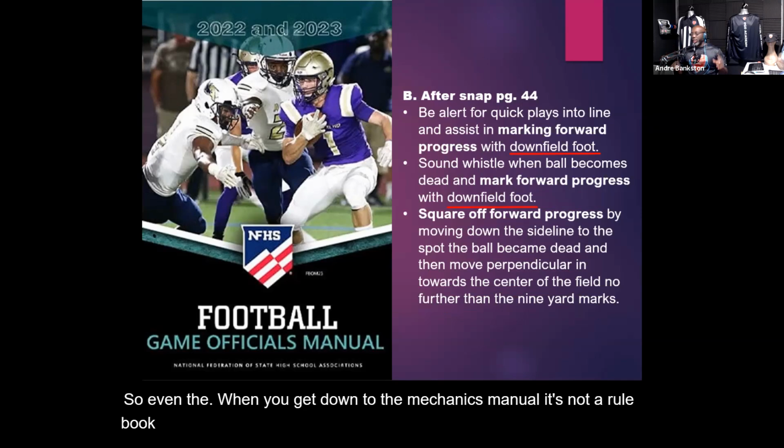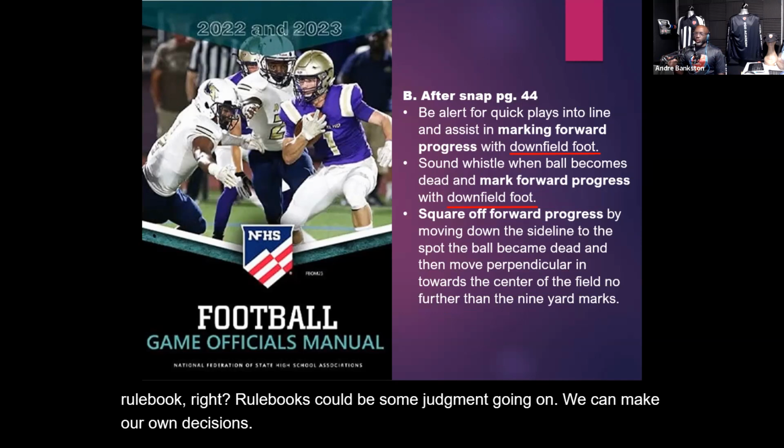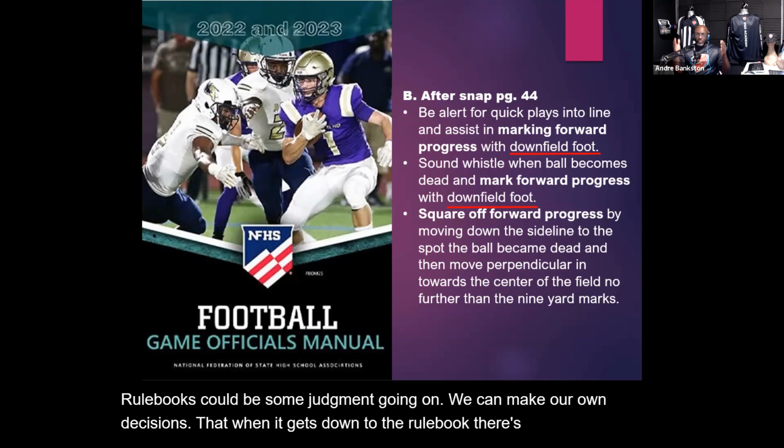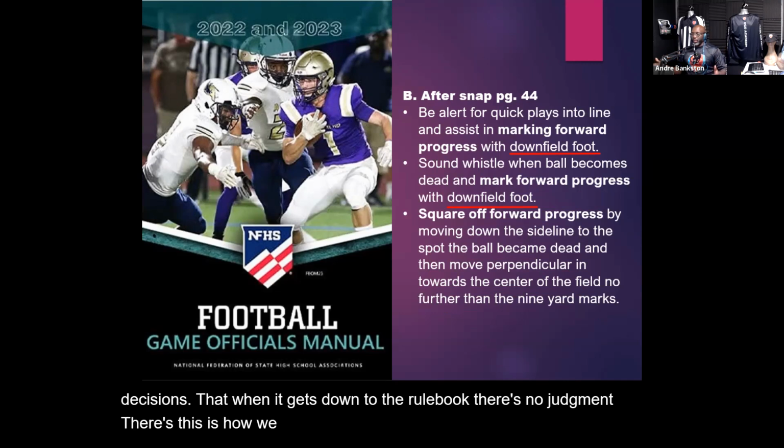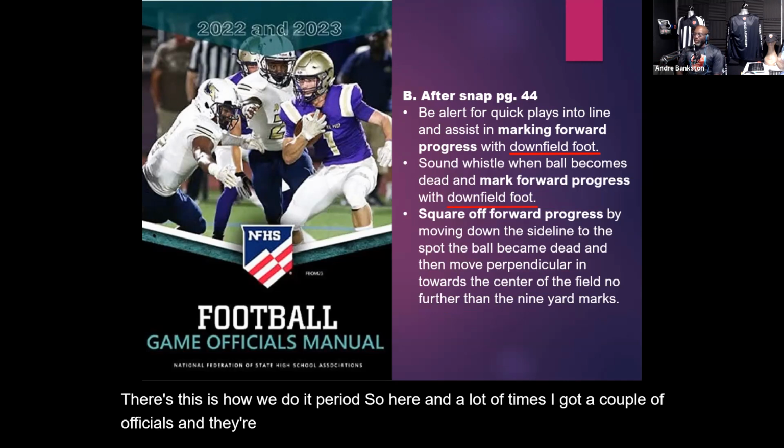Rule books can have some judgment going on. We can make our own decisions. When it gets down to the rule book, there's no judgment. This is how we do it, period. So here, a lot of times I have a couple of officials and they're getting better at it.